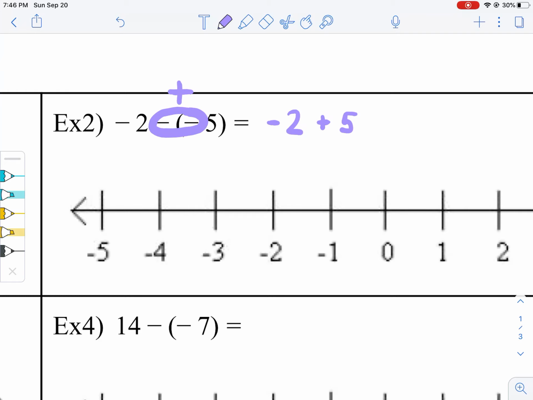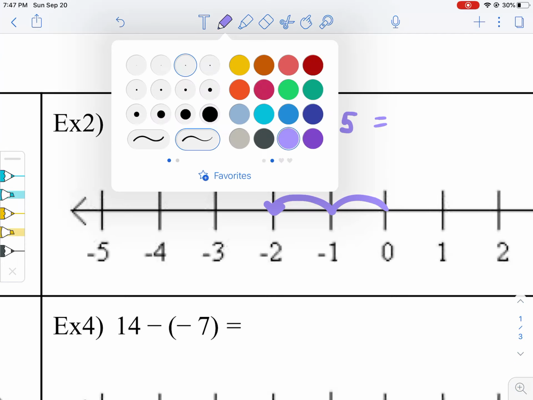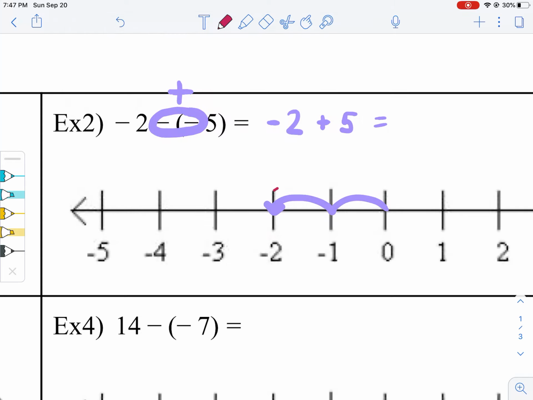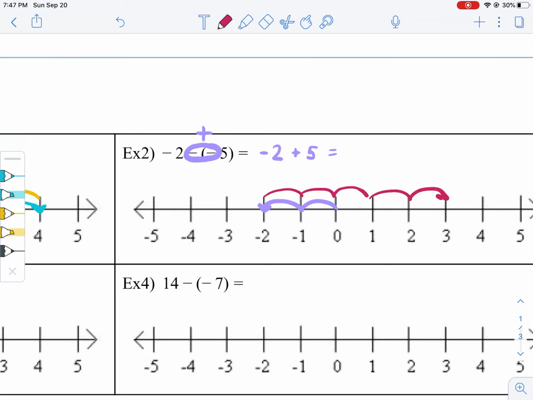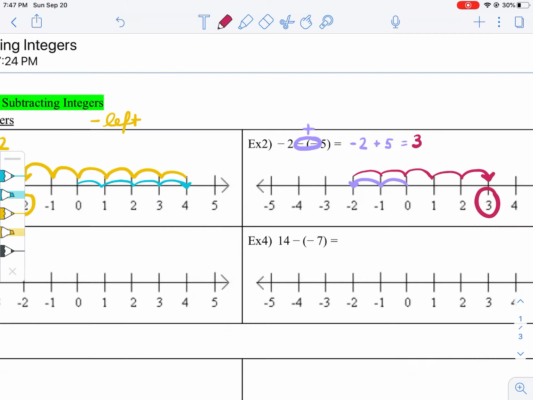Okay, so we are going to start at -2, so we are on 0, we're going to go to -2. And then we're going to add 5. When we add, we go to the right. 1, 2, 3, 4, 5. And our answer is +3. And that should make sense, because I'm not in the negatives by too many, and I'm adding a number that's bigger than the amount of negatives we're in. So I should end up with a positive number.